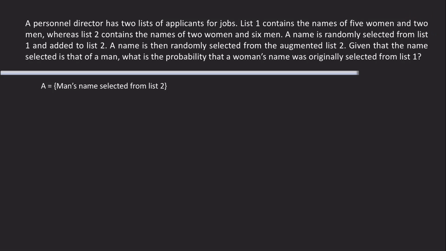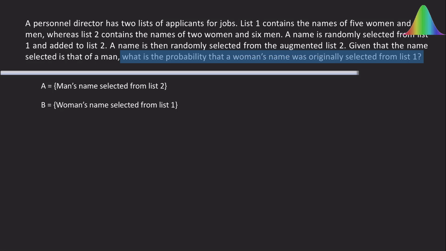Then the next one, you see what is the probability that a woman's name was originally selected from list 1. So we can define the event B, woman's name selected from list 1. Now write down the question in probability notation. What is the question? What is the probability that a woman's name was originally selected from list 1? That is the event B.